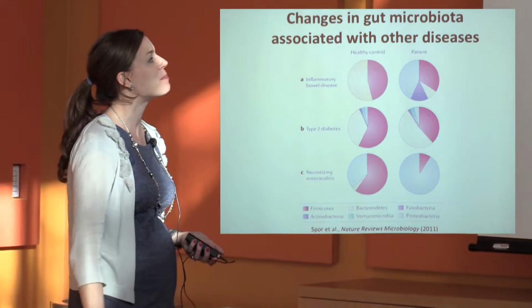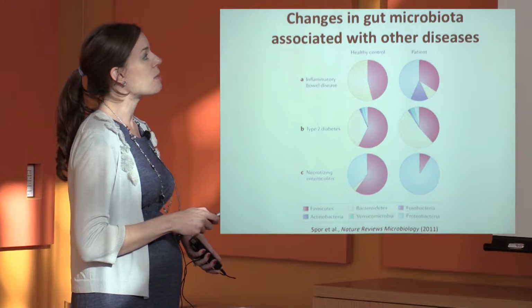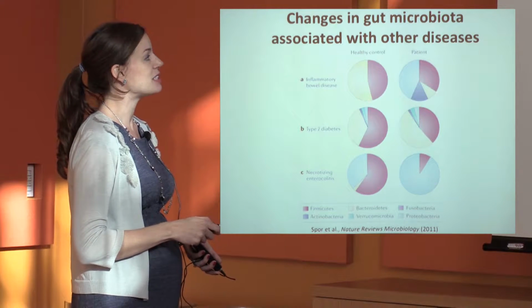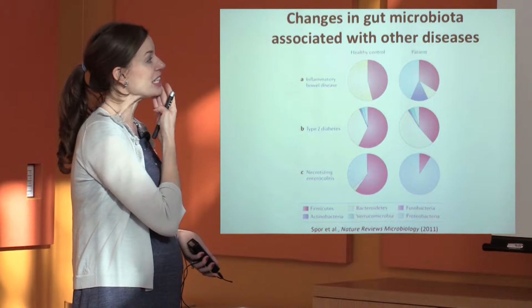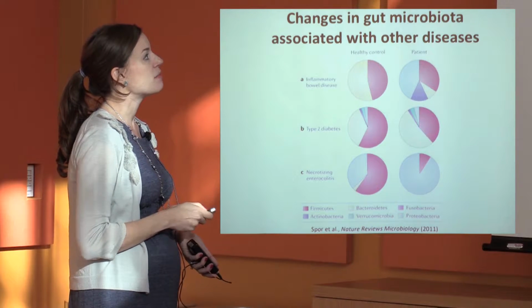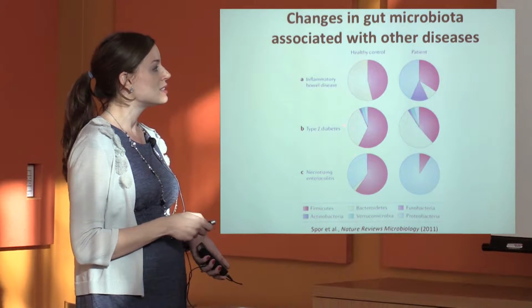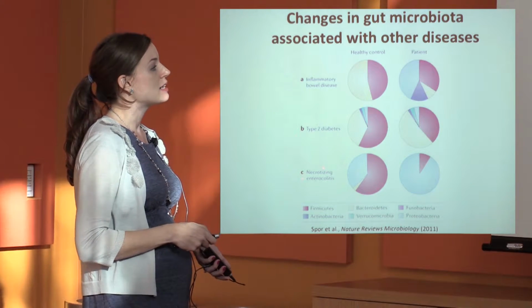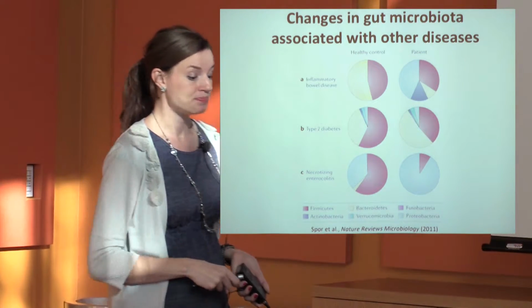So here's some examples of other gut-associated microbiome diseases where we see shifts in the bacterial populations. It ranges from the different types of inflammatory bowel disorders, type 2 diabetes, and in infants, necrotizing enterocolitis.